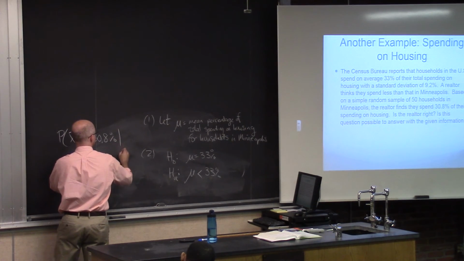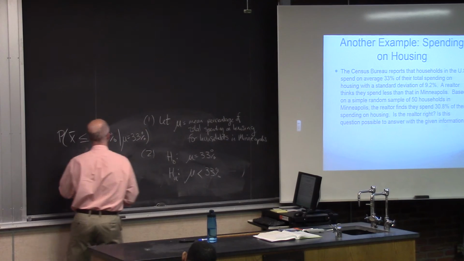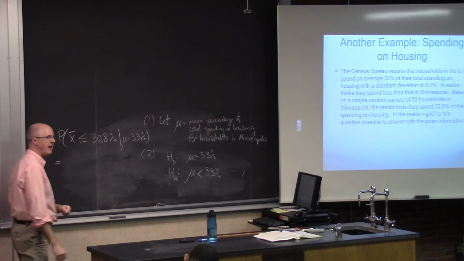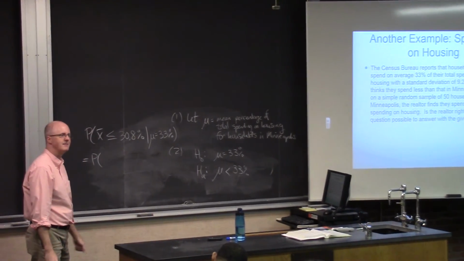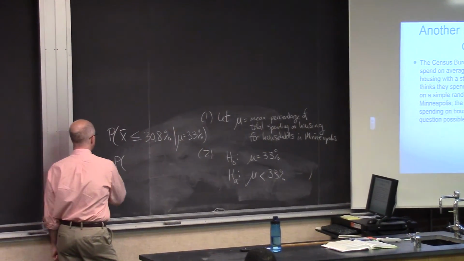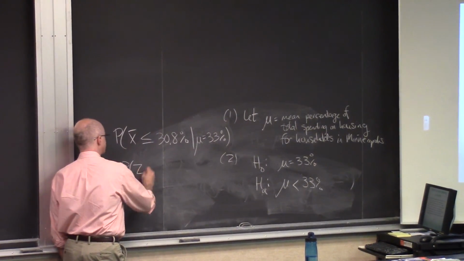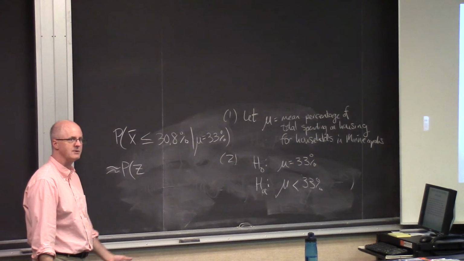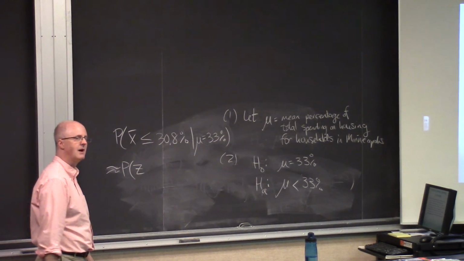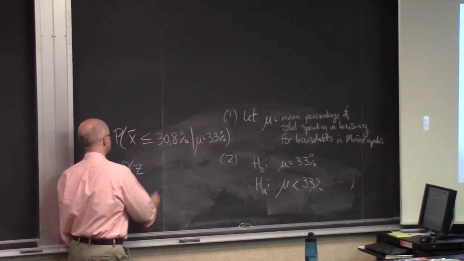We're assuming the null is true, so technically speaking, this is a conditional probability. However, from this point on, I won't bother writing it as a conditional probability, but I should remember that in my mind. Now you convert to z. By the central limit theorem, x bar is approximately normal if your sample size is large enough, and I guess we're assuming 50 is large enough to make this a decent approximation.